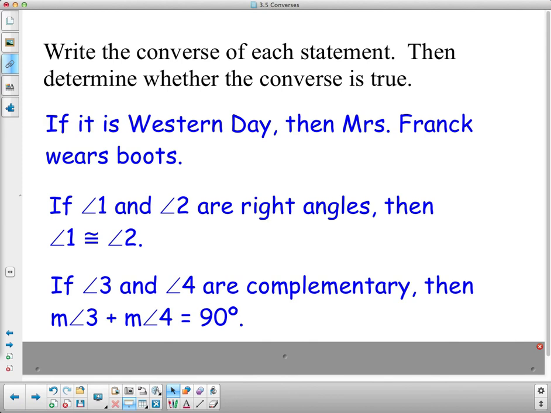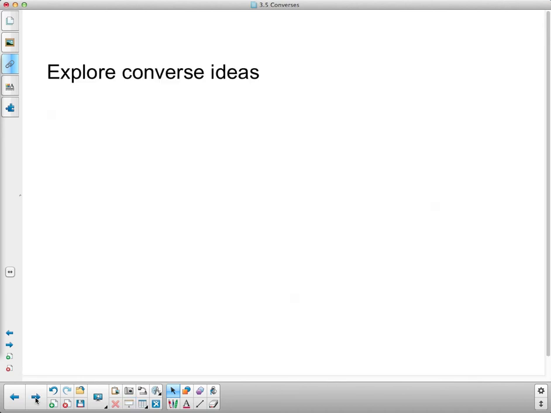If they add up to 90, they're called complements. If they're called complements, they add up to 90. That one, both ways, is a true statement. Why is that one true both ways? It actually is the definition of complementary angles. Definitions are true when you go both ways. All right, converses, switching the if and the then part, okay?